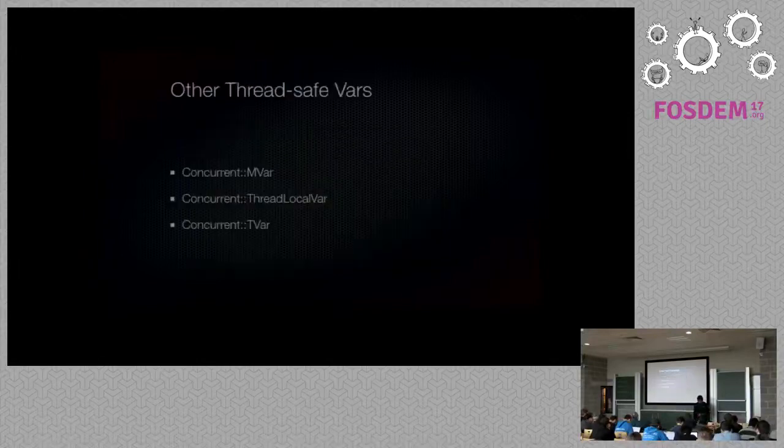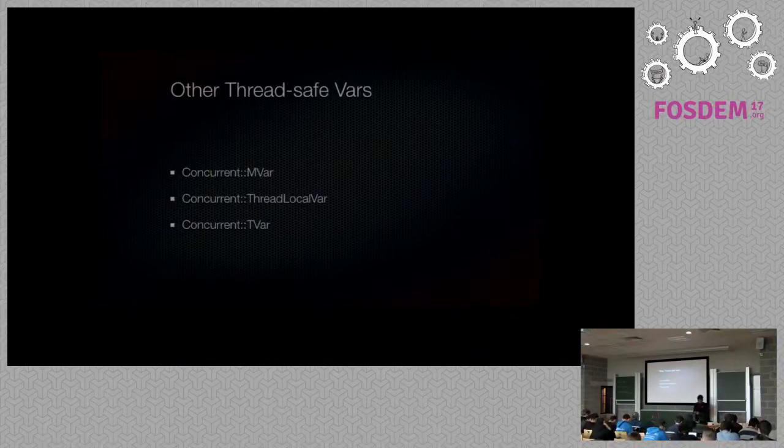Thread 2 is passing bar, and thread 1 is passing foo, but we can see objects exchanged there. So next is thread safe vars. We have mvar, thread local var, tvar. So mvar is a synchronized single element container. Taking a value from mvar blocks, as does putting a value into a full one, like a blocking queue of length 1. So mvar is like a blocking queue. If you know blocking queue, it's like that.